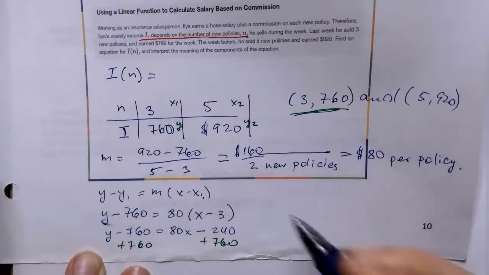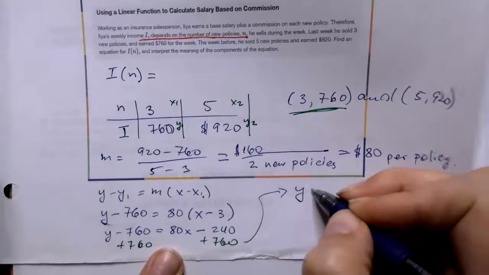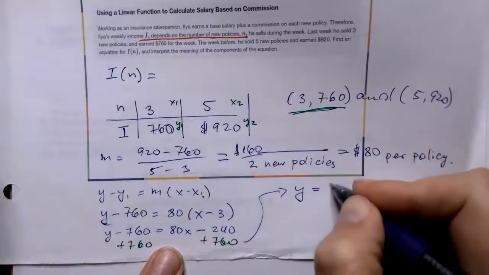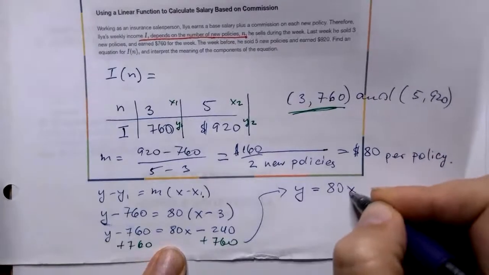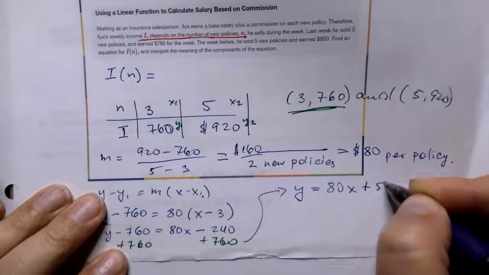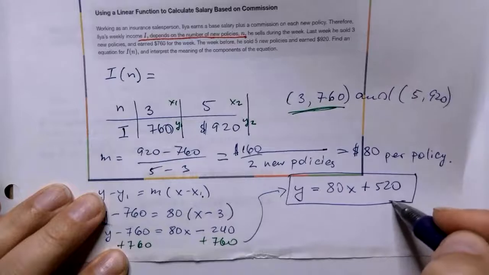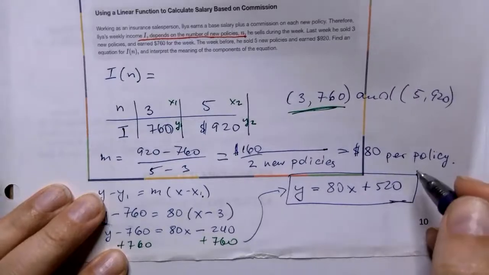And that gives me y equals 80x plus 520. Okay, so this is my linear equation.